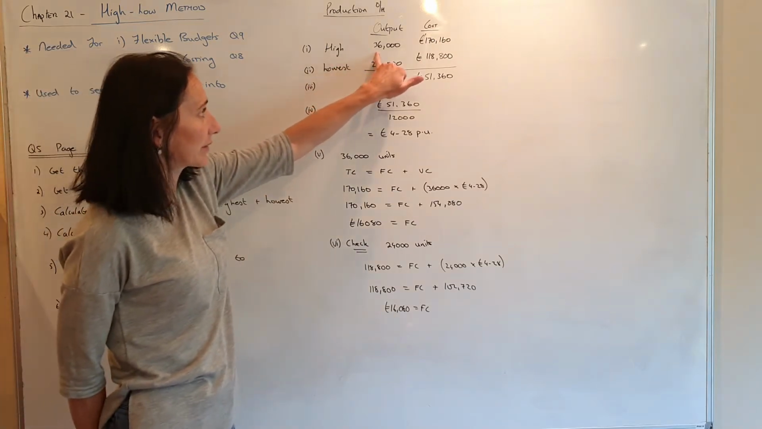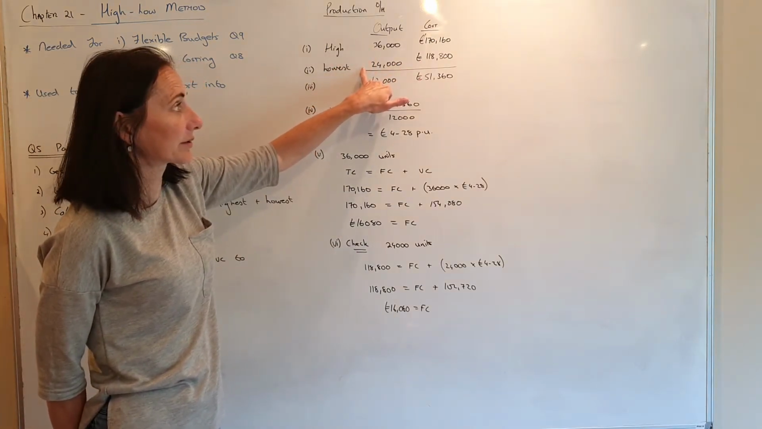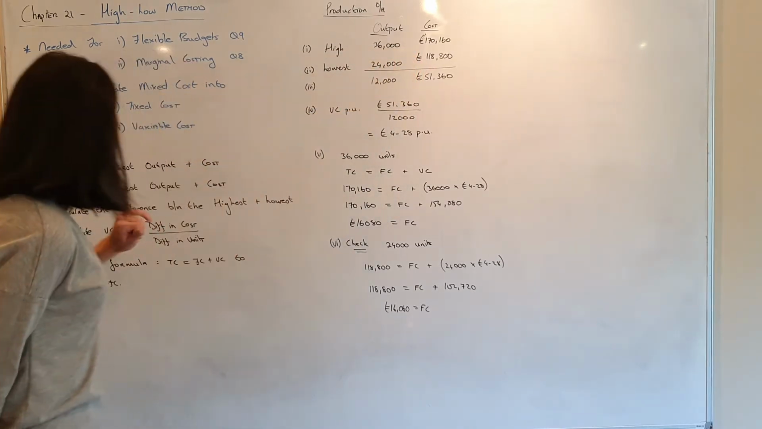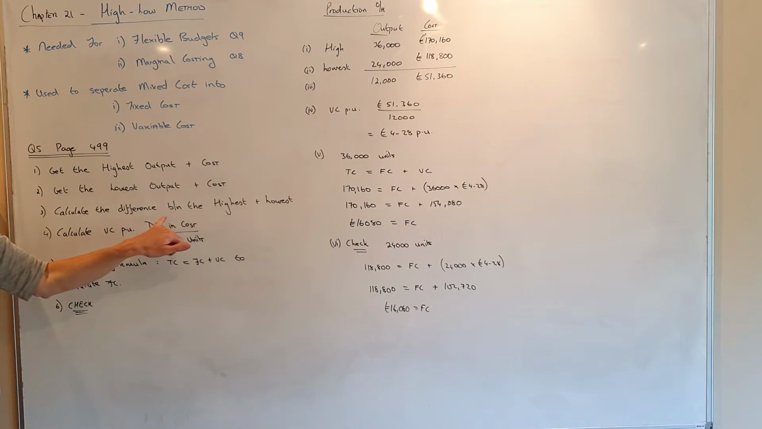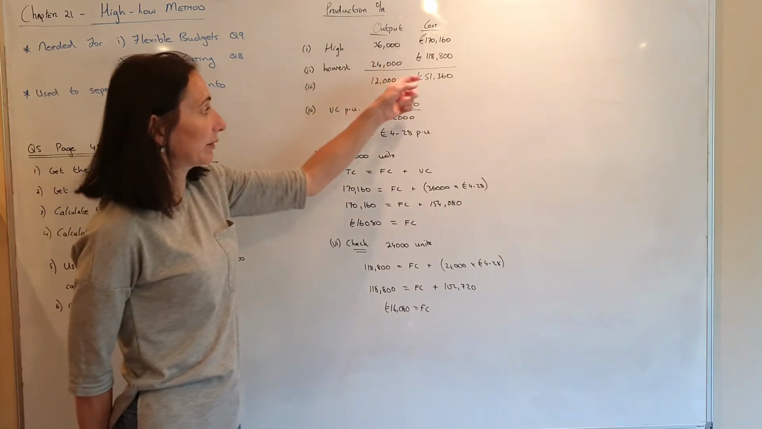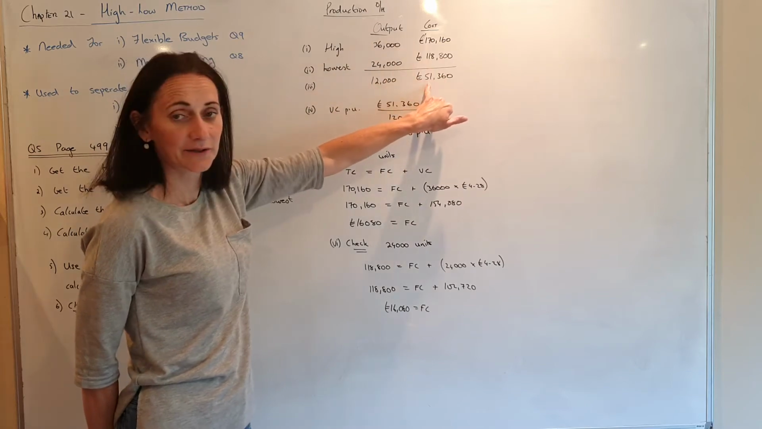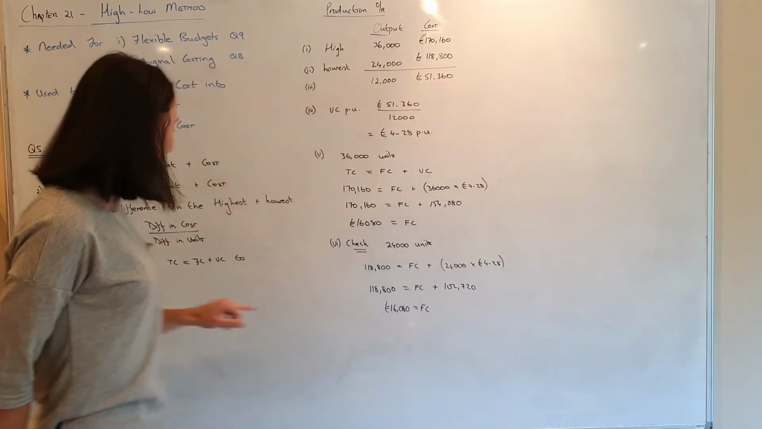So the highest output was 36,000 and the lowest was 24,000. And these two figures correspond. Okay? Step 3, calculate the difference. So step 3 is just take them away. So the difference in units is 12,000 and the difference in cost is 51,360.